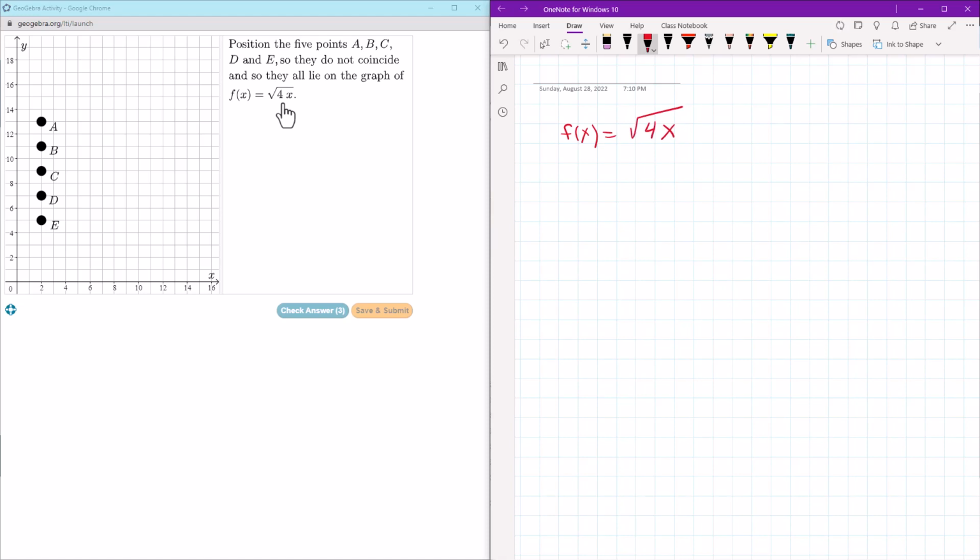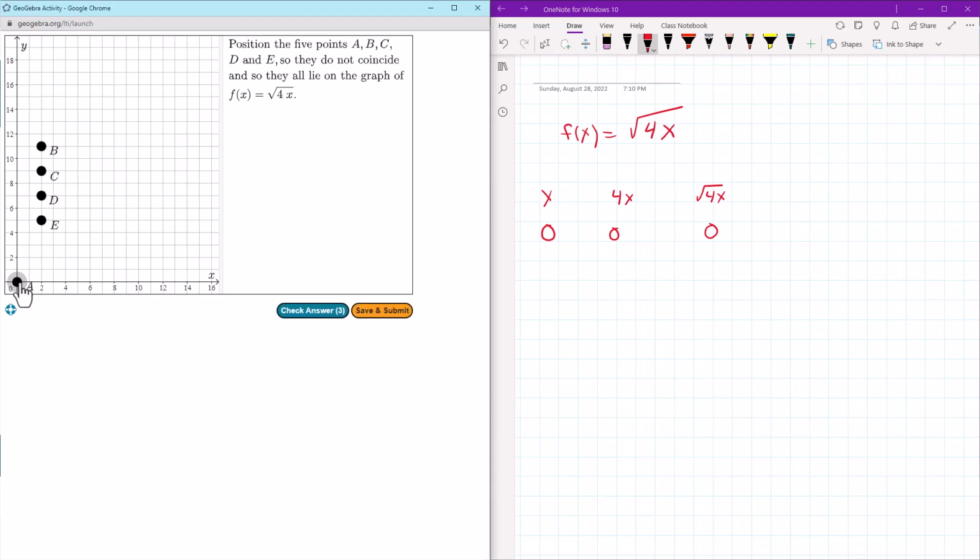Now, one value of x that we can possibly use is 0. If x is equal to 0, then 4 times x is equal to 0, and then the square root of 4x is going to be equal to 0. So with that in mind, we can start with A and put that over there.